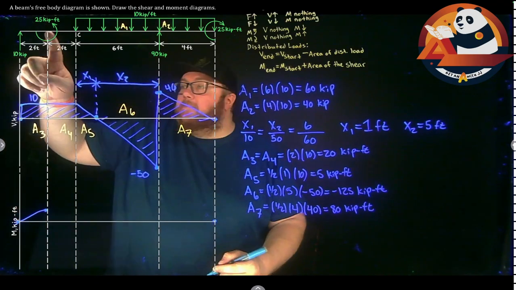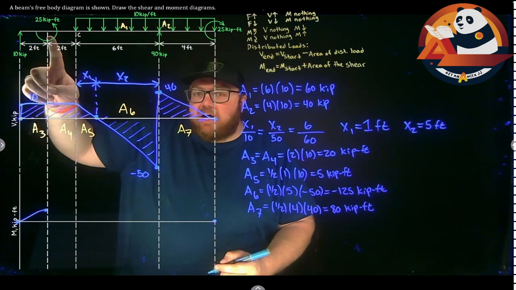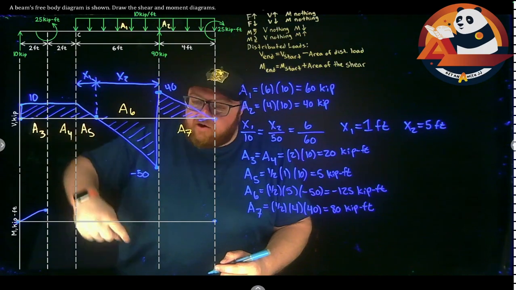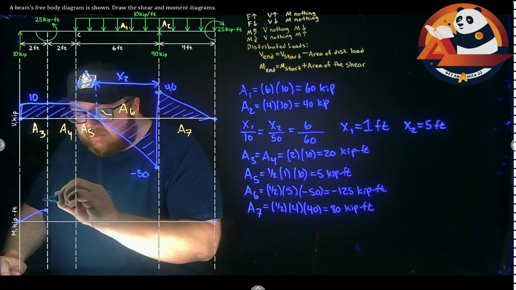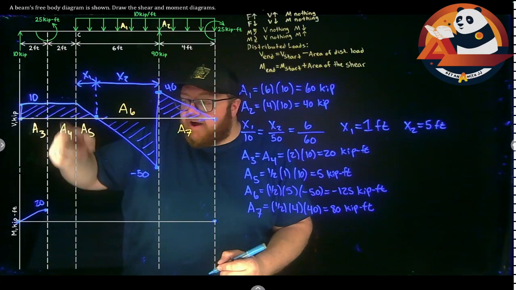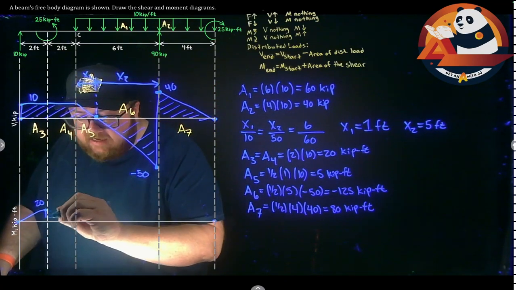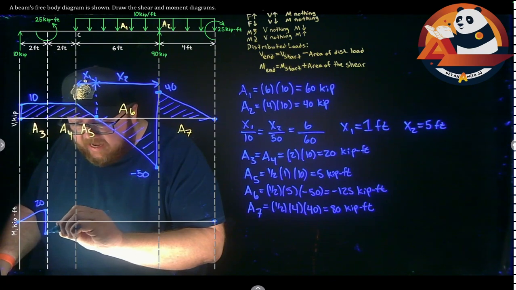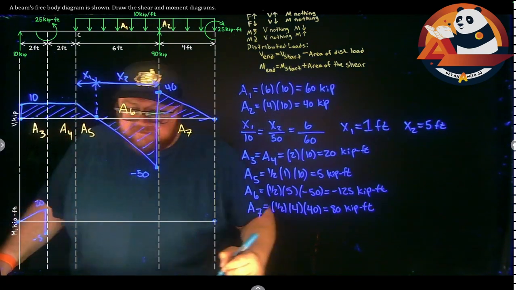At that point, I do hit my couple moment. A counterclockwise couple moment goes down. So we're going to say this point was 20. We're going to drop from 20 down by 25. So I'm going to immediately plummet and be here at negative 5.